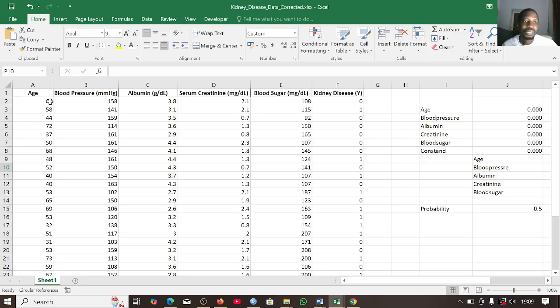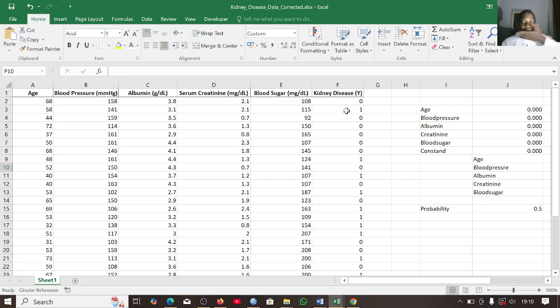For instance, the first patient with these parameters was recorded or coded as 0, which means this patient is not suffering from any kidney infection. The second patient had this information and has been coded as 1, which means the kidneys have been affected. So this is the information that we're going to use.